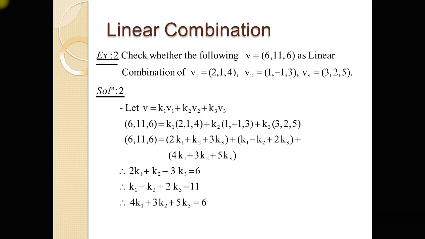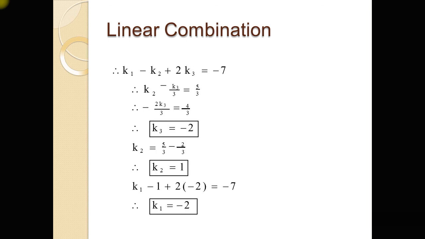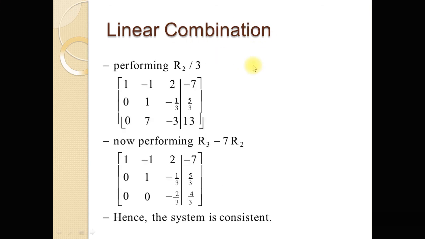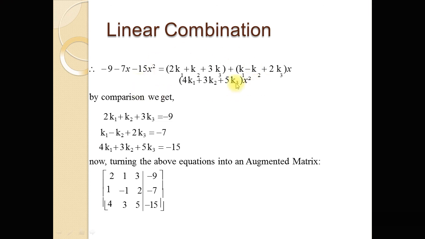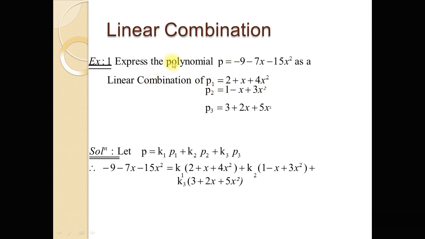So dear student, this is a very simple procedure for showing the combination of one vector from other vectors. When we would like to present a vector, a polynomial, or a matrix as a combination of other vectors or other polynomials, this is the simple procedure. Suppose we need to express a polynomial as a linear combination of other polynomials, a vector as a linear combination of other vectors, or a matrix as a linear combination of other matrices, then this is the same method.